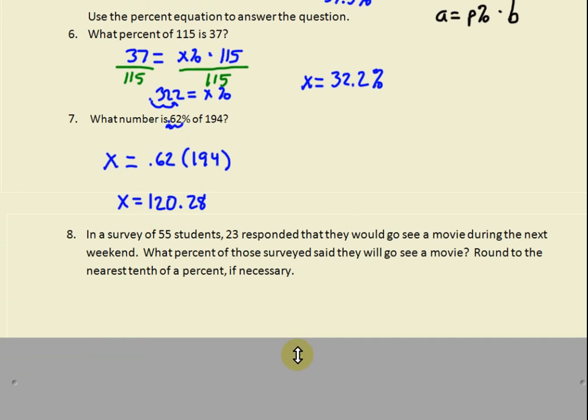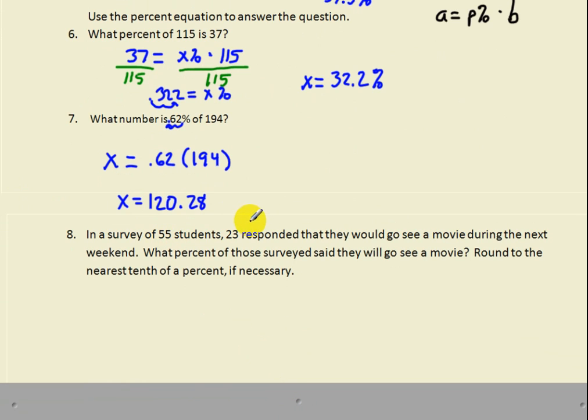All right, and number 8. In a survey of 55 students, 23 responded that they would go see a movie during the next weekend. What percent of those surveyed said that they will go see a movie? Round to the nearest tenth of a percent if necessary. So we had 55 students, that's our base. We're trying to find a percent. So we're looking for X percent, so X out of 100 is equal to the whole, or the base is 55, because we're talking about of 55, and the number that responded was 23.